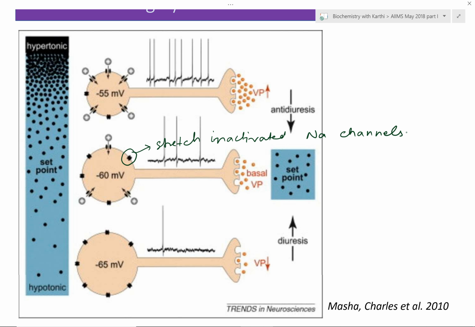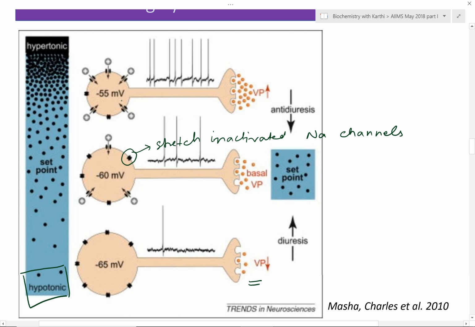They will stop firing. So in hypotonic cases, there will be movement of water inside the cell leading to swelling of the cell and stretch of the membrane. This will inactivate the sodium channels and they will not fire. So there will be no AVP secretion.